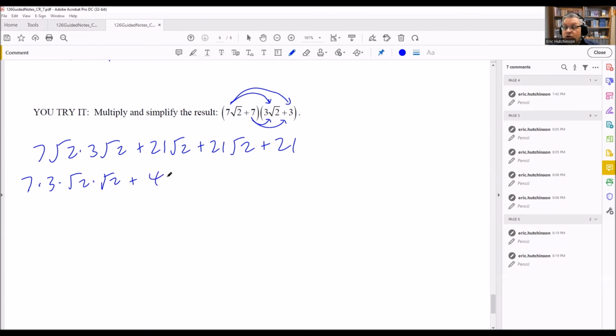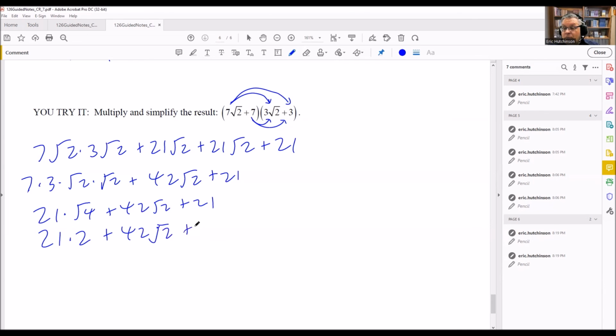21 and 21 is 42. So you get 42 square root of 2. And then you have a 21 in the end there. 7 times 3 is 21. Now this here, radical 2 and radical 2, if you multiply those, it's going to give you a radical 4. And the rest of this, we'll go ahead and leave that. Square root of 4 is 2. So now that's going to turn into 21 times 2. Again, the rest of this, we'll keep all the same. 21 times 2 is 42.